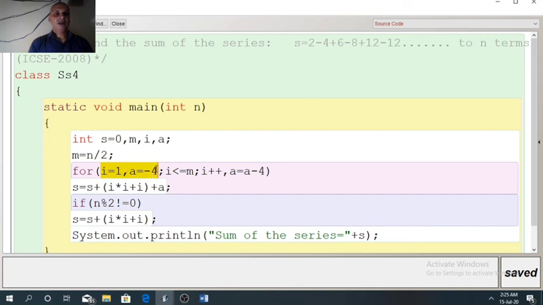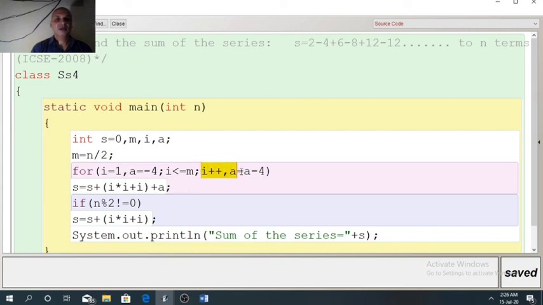I is 1, a is -4, and 1 is less than or equal to 3, satisfied. It will go to the body. Now in the body, s equal to s plus i square plus i, that is 0 plus 1 square plus 1, we have got 2. 2 plus a, that is -4. So 2 plus -4, we will get 2 minus 4. So in the first iteration we have got the first 2 terms of the series and they will get added in S.